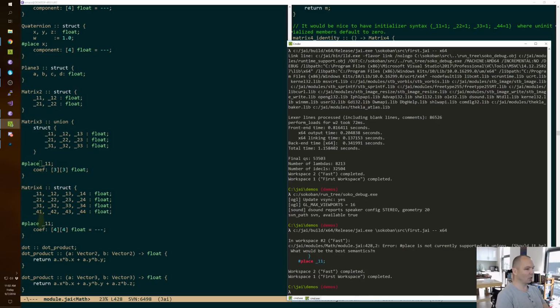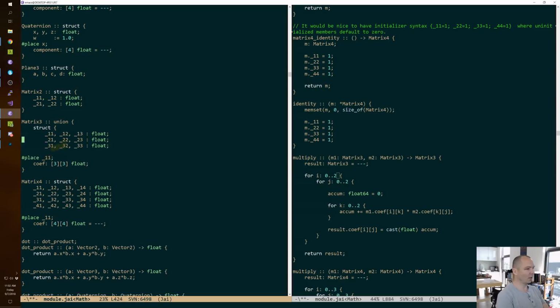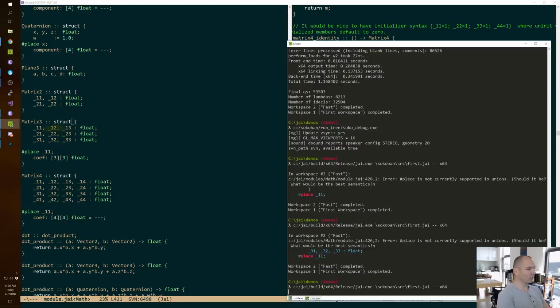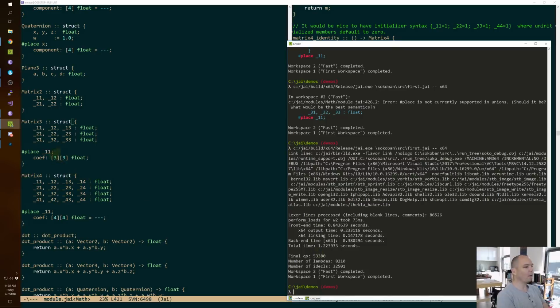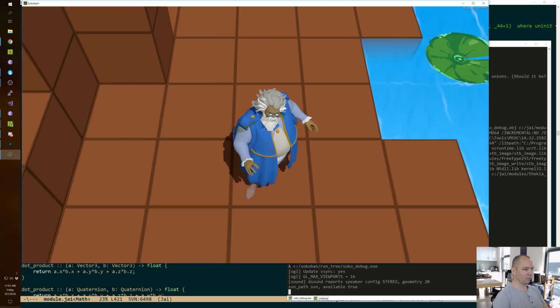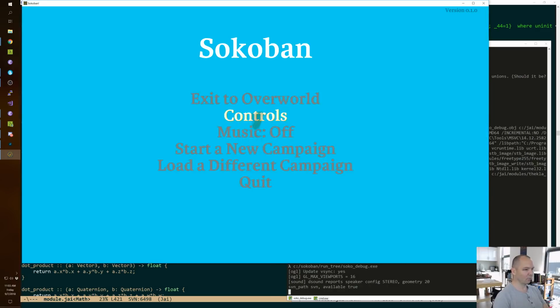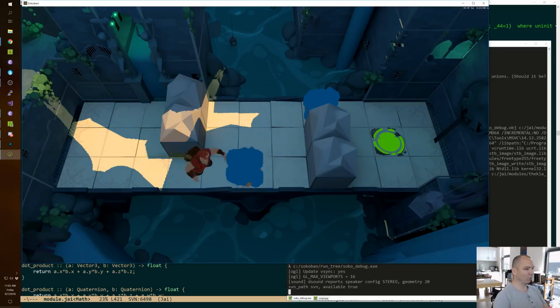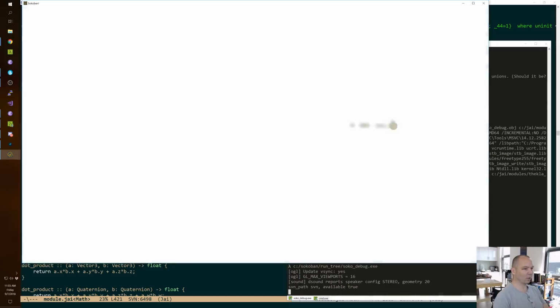Place is not currently supported in unions? Oh, right. Okay, this is very old. Yeah. There we go. Oh, wait. What? Okay, there we go. Look at the code and see what it does. There we go. Okay. I wonder if we have fixed rotations for some more of these yet. I could update.